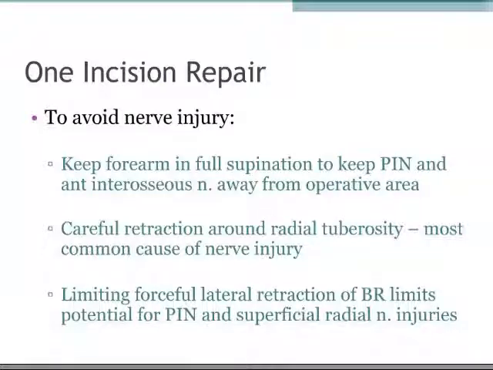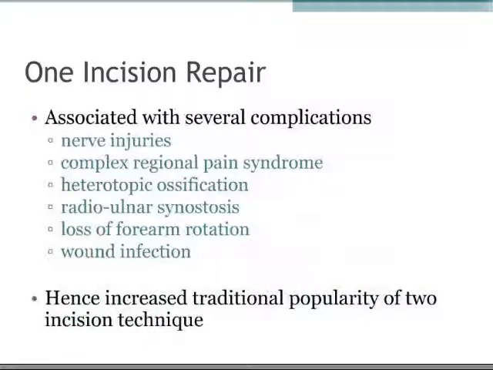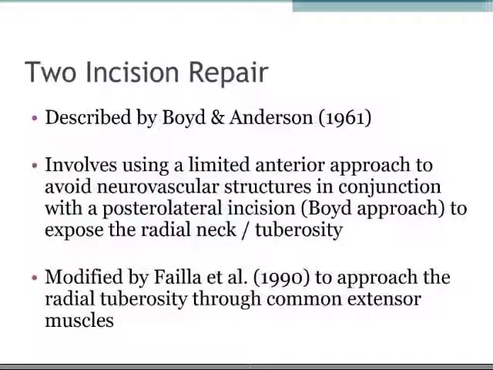So with the one incision repairs, there's a lot of complications that have been described: nerve injuries, complex regional pain syndromes, which can lead to radioulnar synostosis and a range of other problems. Because of this, a two incision technique was described, which seemed to reduce these to a certain extent, described by Boyd and Anderson in 1961. It involves using just a limited anterior approach to avoid the posterolateral incision, which Boyd described, but has been modified.